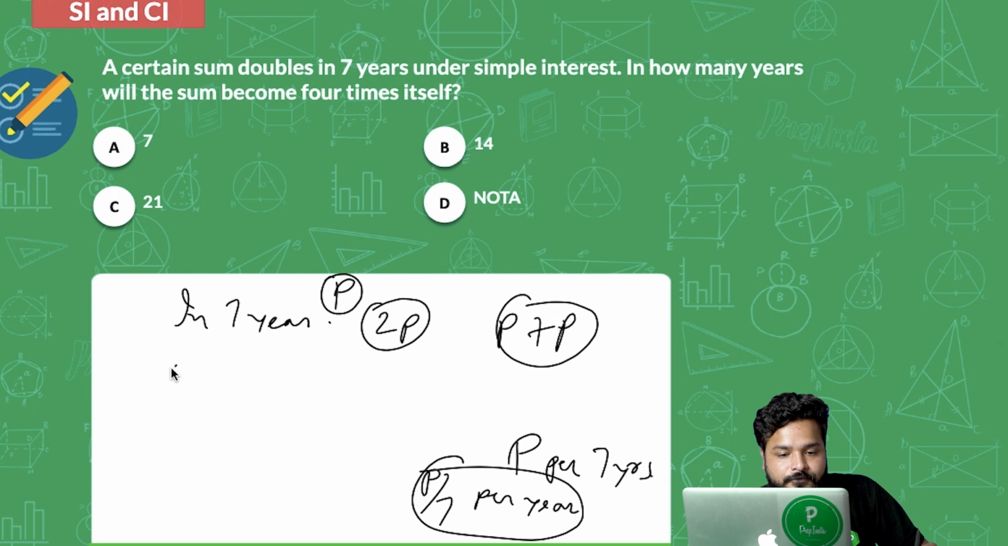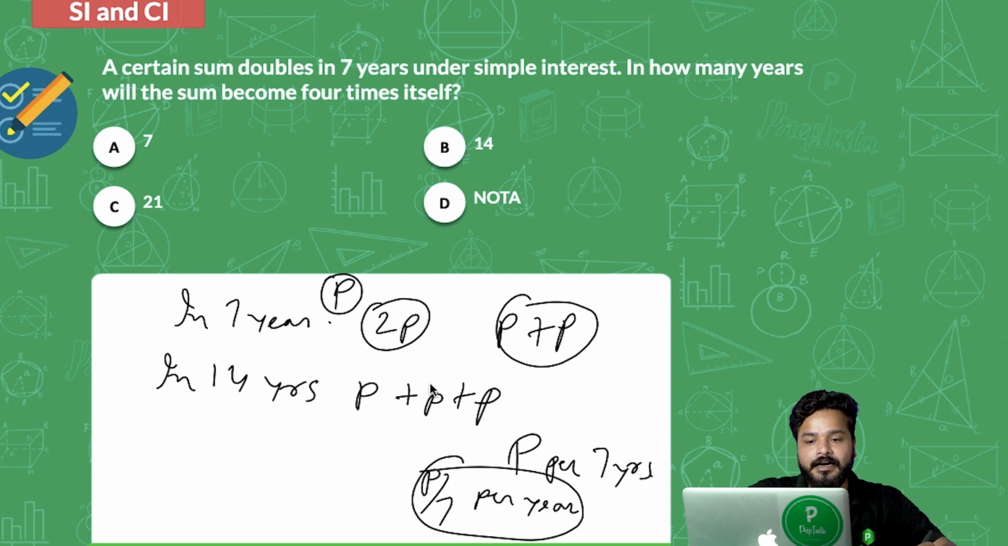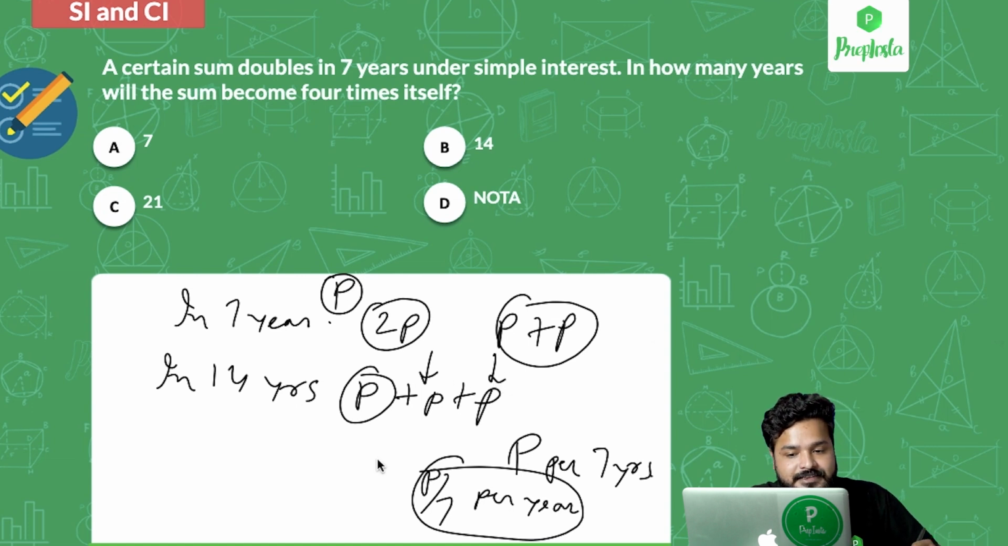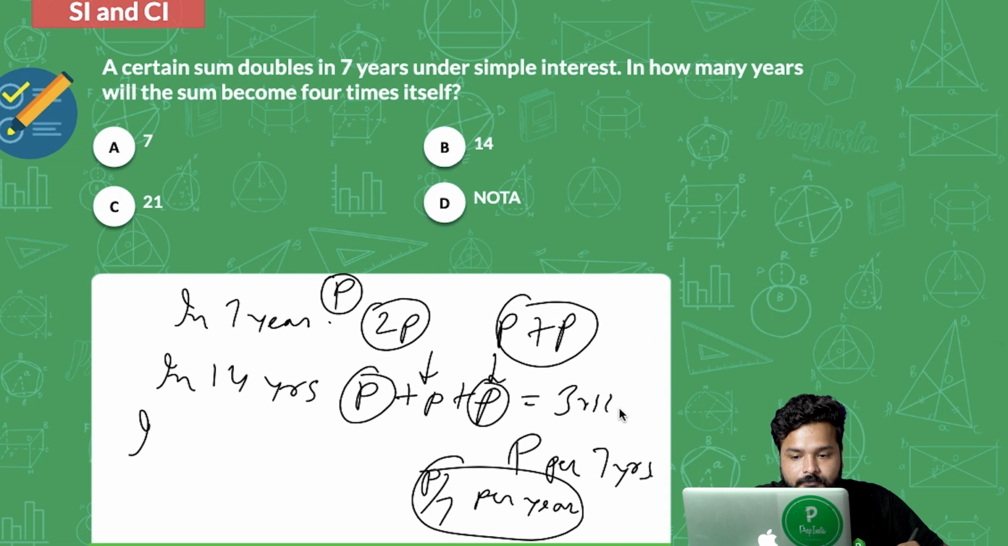So in 14 years, what would it be? In 14 years, it would be P plus P plus P, right? Because this is the principal amount, this is for the first 7 years, and this is for the next 7 years. Because every 7 years, P is added. So it is now thrice. Now in 21 years, it would be P plus P plus P plus P.